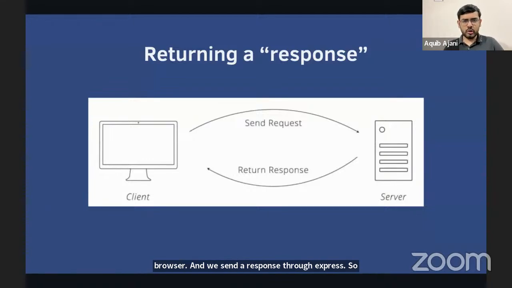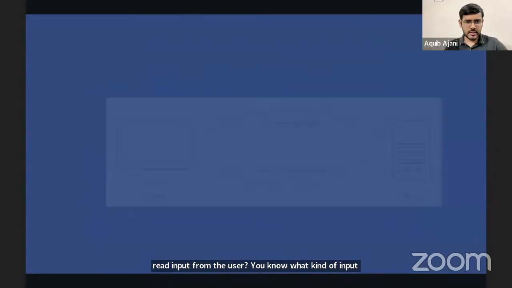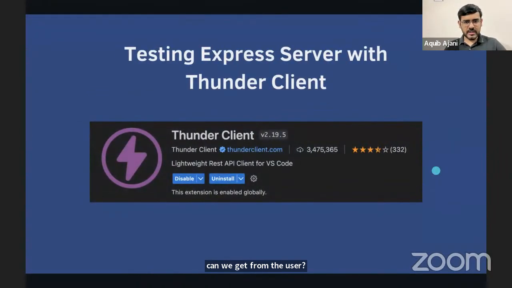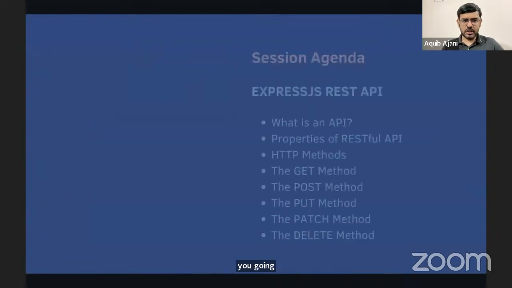So today we'll talk about this in more detail. How do we read input from the user? What kind of input can we get from the user? All those things we will discuss. And then we've also seen this extension in VS Code known as Thunder Client. This Thunder Client extension helps us test these API calls without opening the browser in every case. We don't need to open the browser and reload things every time. Instead, we can use this extension to test within VS Code. We'll keep using this today as well.